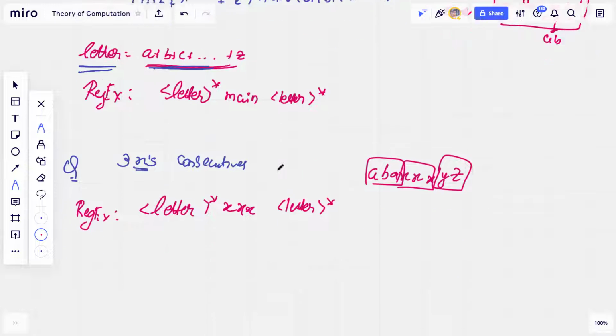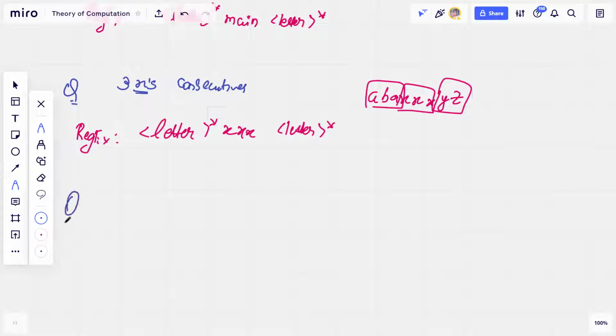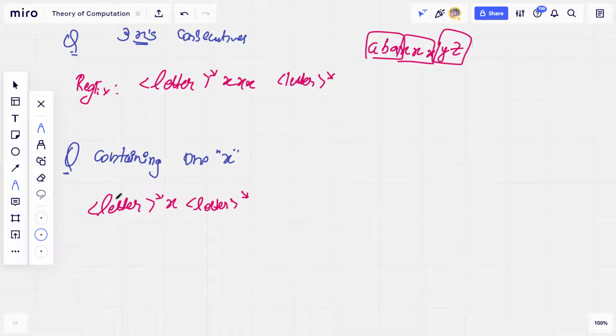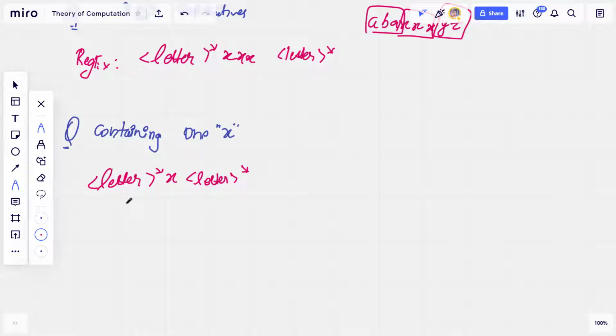Okay. What if instead of three consecutive x, the question says containing 1x? Containing 1x. How do you do it? You again write, on the same ground, letter star, any number of letters before it, then x, and any number of letters after it. Okay, simple, not very complicated. Any number of letters before it, then x, and any letters after it.